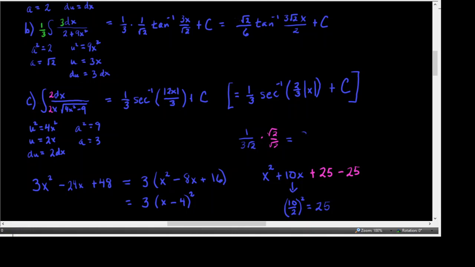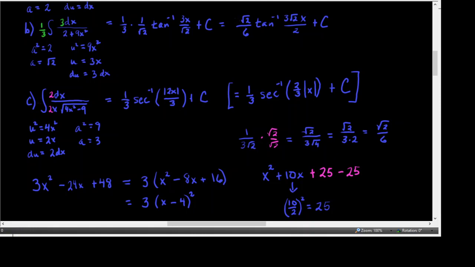And so you get 1 times square root of 2 is square root of 2. 3 square roots of 2 times the square root of 2 is 3 square roots of 4. And the square root of 4 is 2. And this is a lot of extra steps that most of you don't need, but the thought process is what I'm trying to show you. So square root of 2 over 6 is what I should have had originally in that. So yeah, sorry about that.